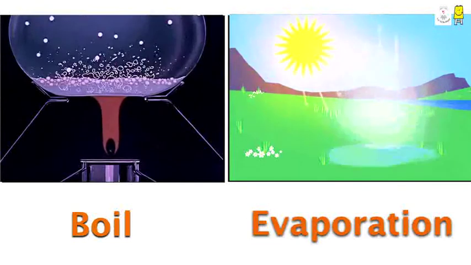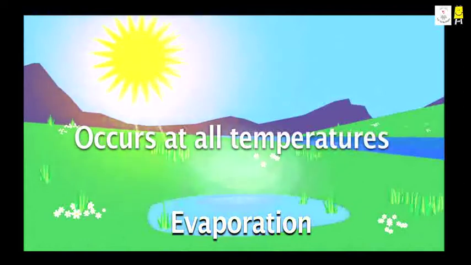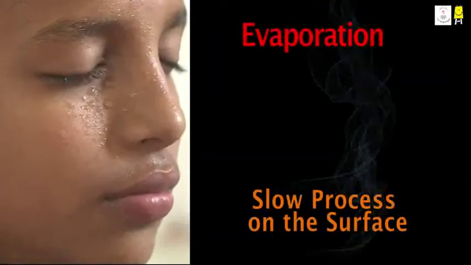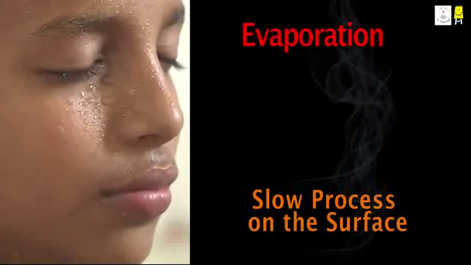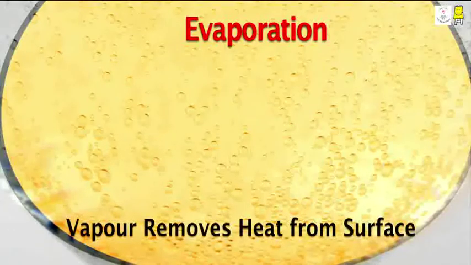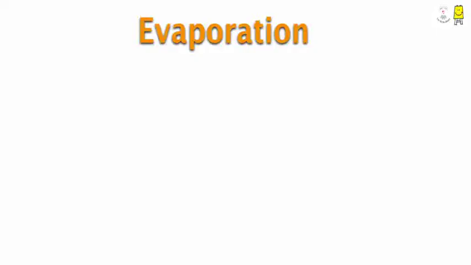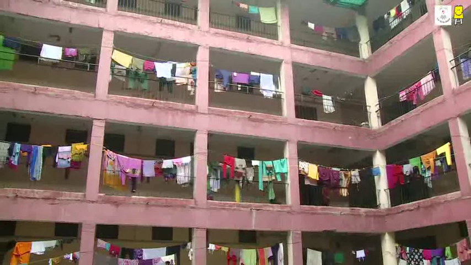Evaporation occurs at all temperatures, but only on the surface of the liquid. It is a slow process in which water particles on the surface take heat from the particles below and turn into vapor. When the vapor leaves the surface, it takes the heat along with it. Thus, the temperature at the surface decreases and the liquid cools down. Evaporation. Liquid water changing to water vapor takes place around us at all times.